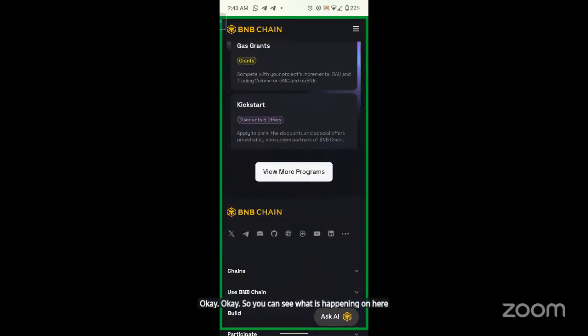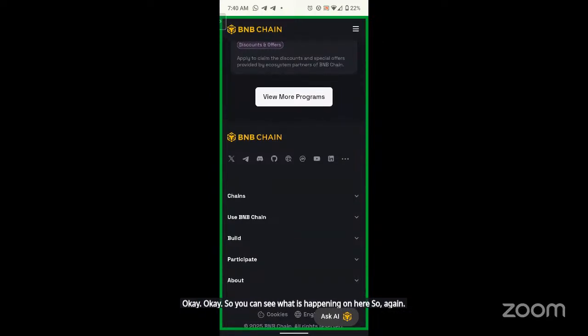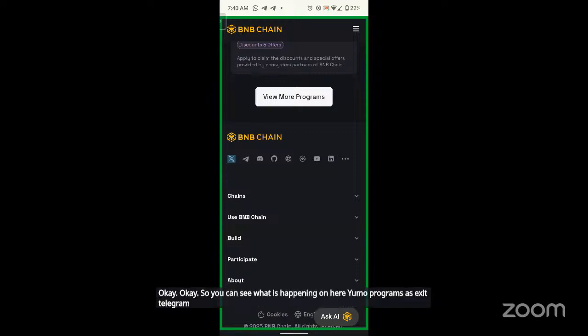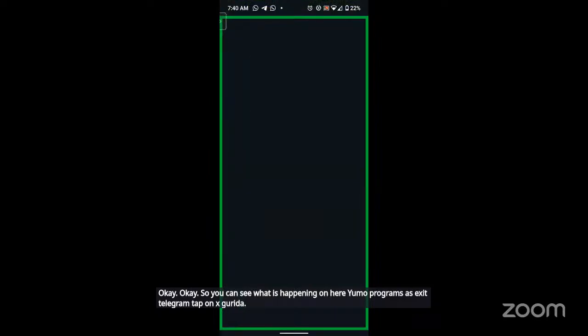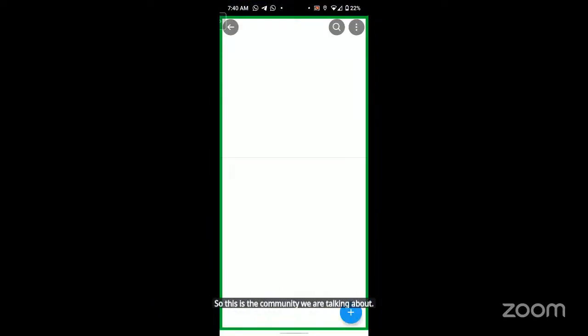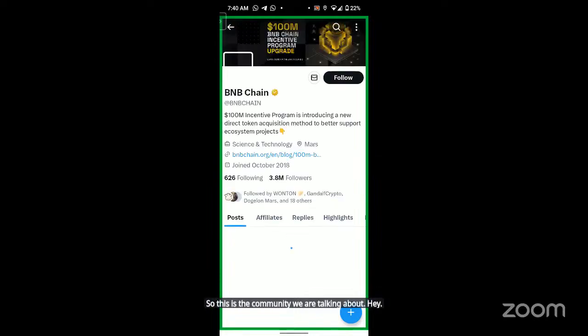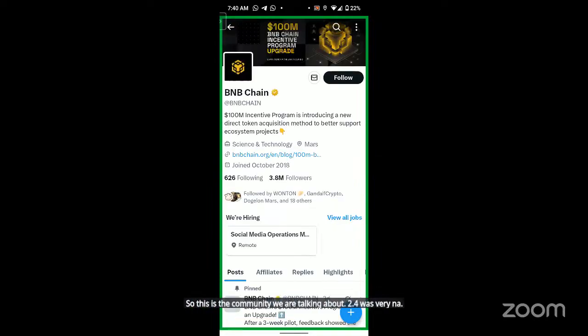You continue reading about the different things here on BNB, and they tell you to view more programs on X and Telegram. So you can tap on X, and it opens. This is the community we are talking about. We look at the followers and subscribers: 3.8 million followers, and it is following 262 people.